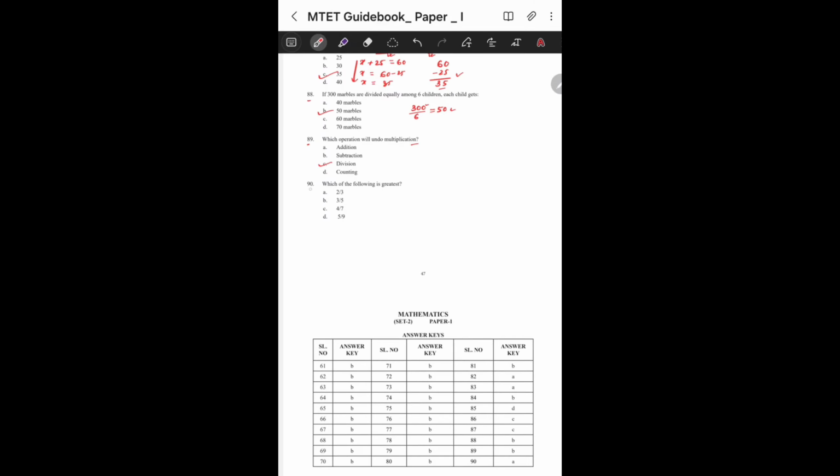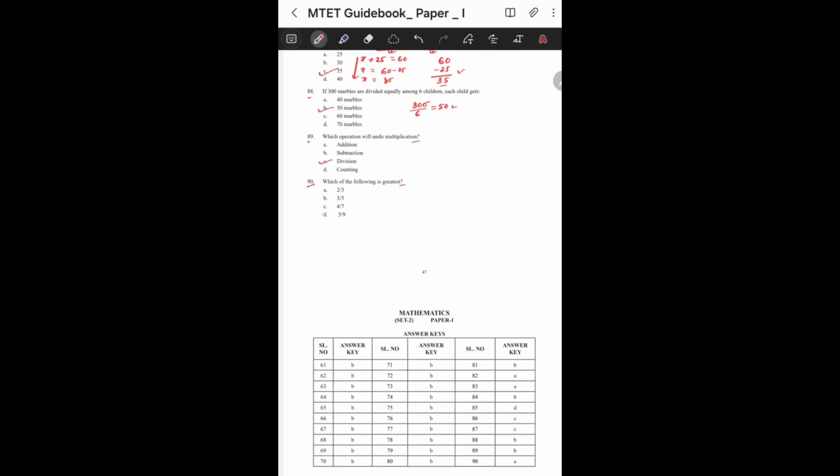The last question of the day, question number 90, they ask here, which of the following is greatest? Below, 4 fraction numbers are given to you. Out of these 4 fraction numbers, which one is the greatest, they ask here. If you see the denominators 3, 5, 7 and 9 given, in that case we cannot directly say which one is the greatest.